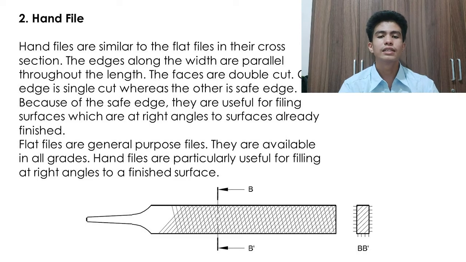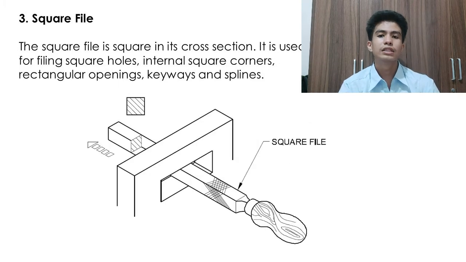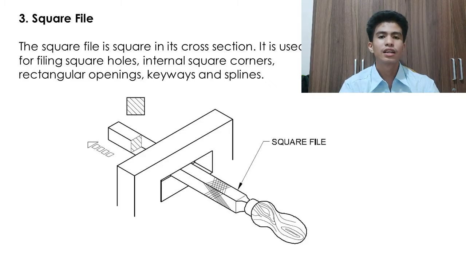The next one is the square file. The square file has a square cross-section and tapers towards the tip. It is commonly used for filing square holes, internal square corners, rectangular openings, keyways, and splines. Square files excel at enlarging square holes and rectangular slots.